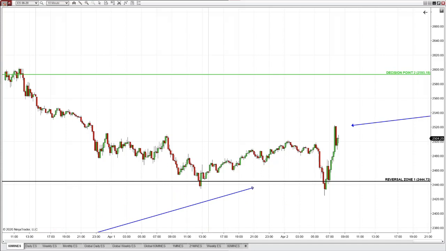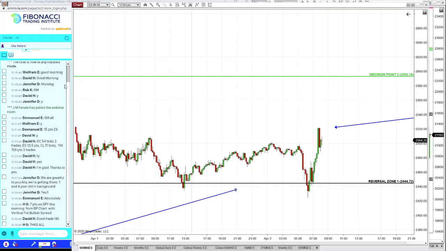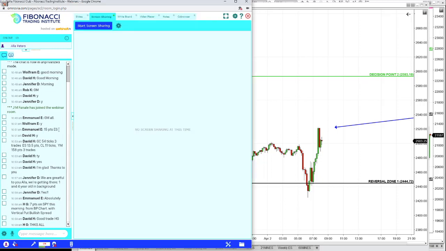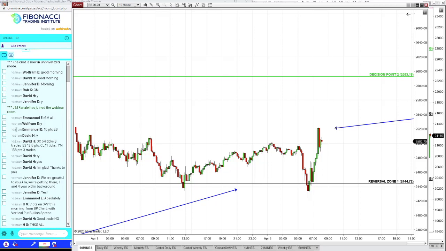So let's take a look at what students have done at the market open. So this is what students have done, traders, this morning without any hand holding. Emmanuel, 15 points on S&P. David Gold, 54 ticks, 3 trades, S&P 13.5 points. Oil 11, Dow 158 points. It is breathtaking trading by proactive strategic Alpha Fibonacci traders.